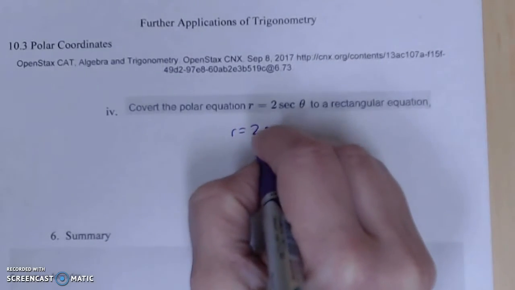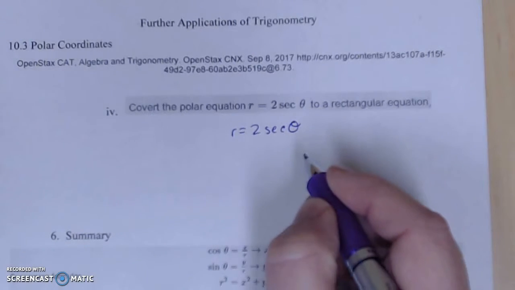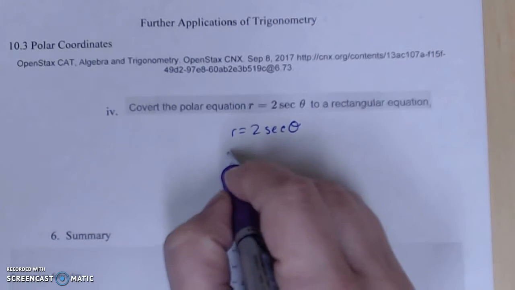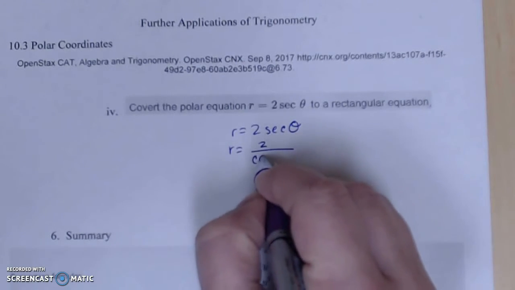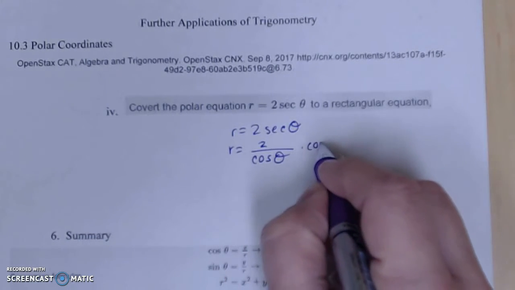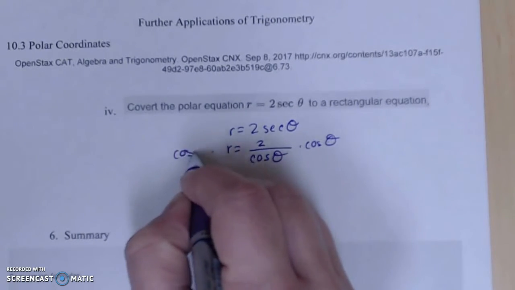So I have r equal to 2 secant theta. And so what I want to do is I want to go ahead and change secant theta into either sine or cosine. So this would be r equal to 2 over cosine theta. So to get rid of division by cosine, I'm going to multiply by cosine.